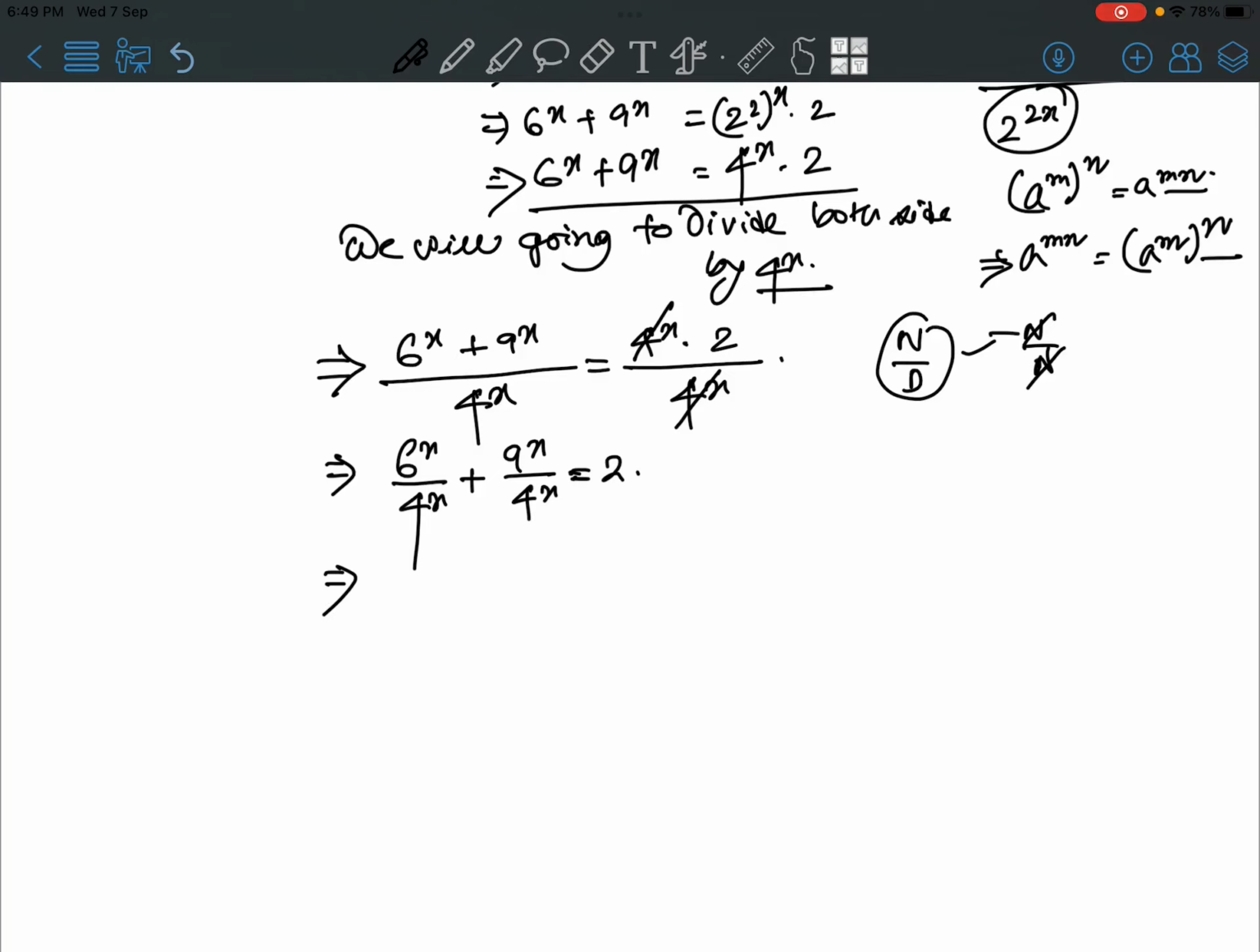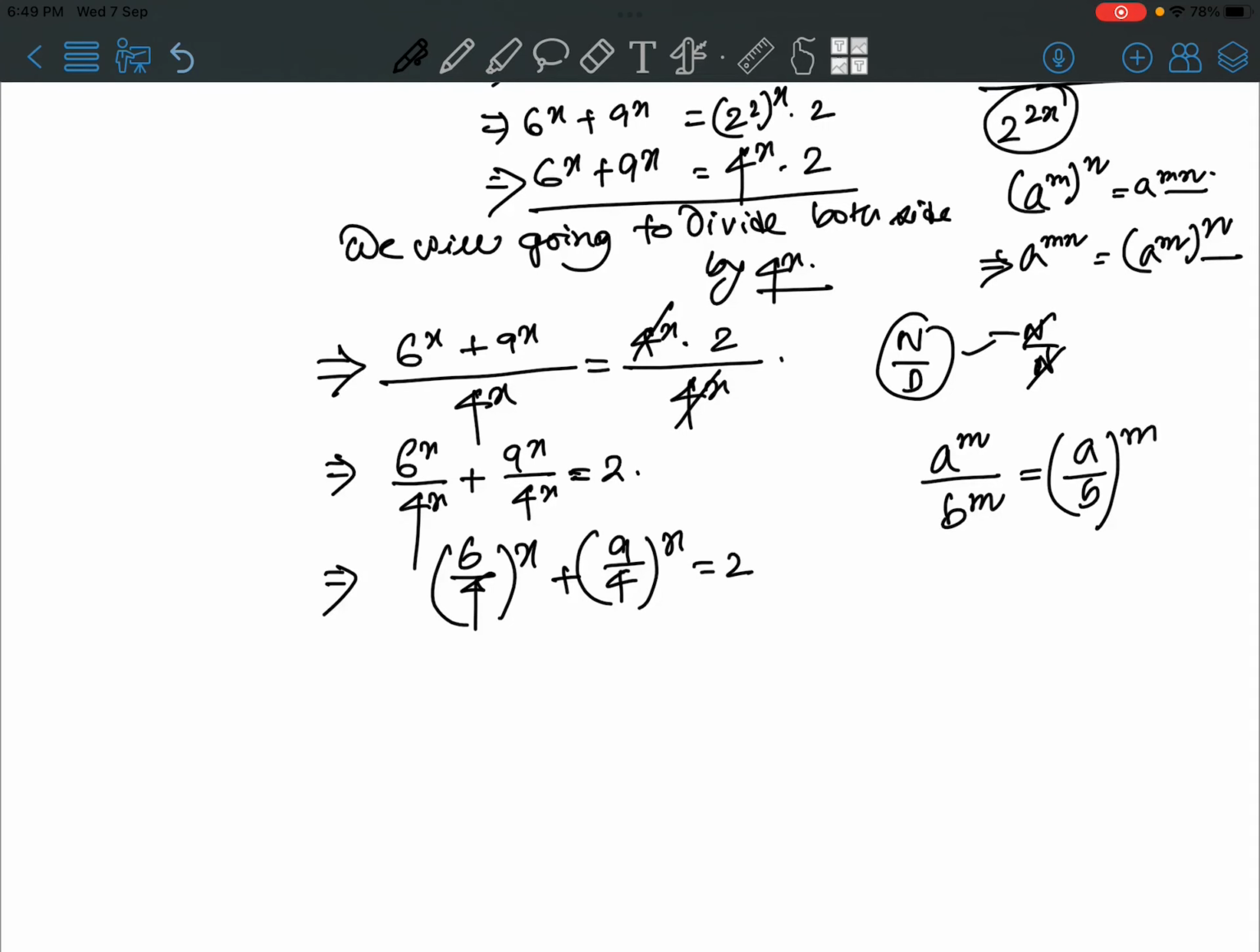Now we can write 6 to the power x divided by 4 to the power x as (6 by 4) whole to the power x, and 9 to the power x divided by 4 to the power x as (9 by 4) whole to the power x equals 2. By applying which formula? By applying the formula a to the power m divided by b to the power m can be written as (a divided by b) whole to the power m. This is the formula I have applied here.